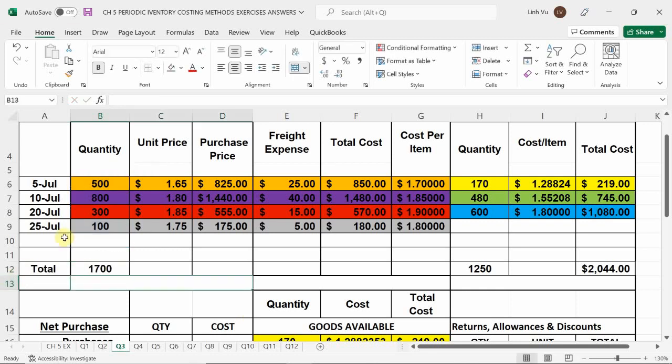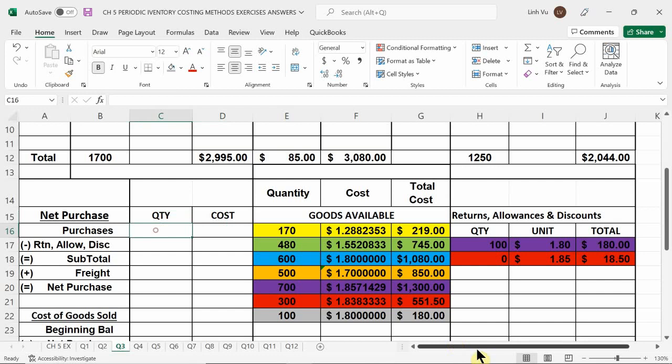1,700. Okay. Total purchase price was $2,995. Freight, right? 25 plus 40 plus 15 plus 5 is going to give you, I think that's 85, which will give you a total cost of $3,080. Okay?